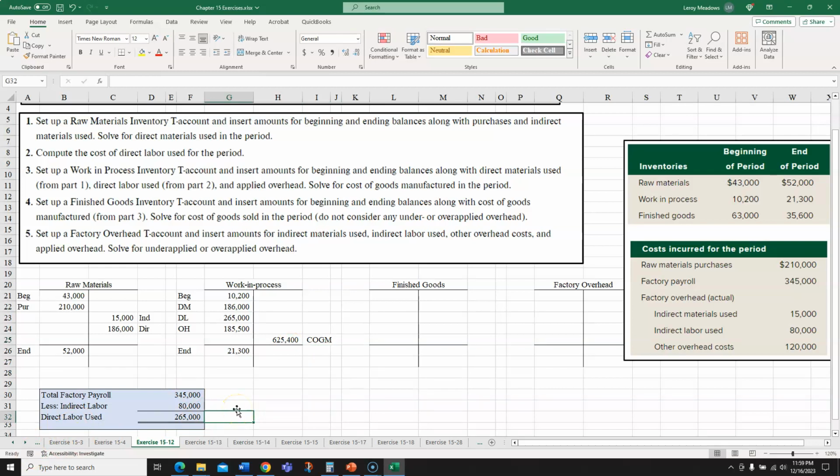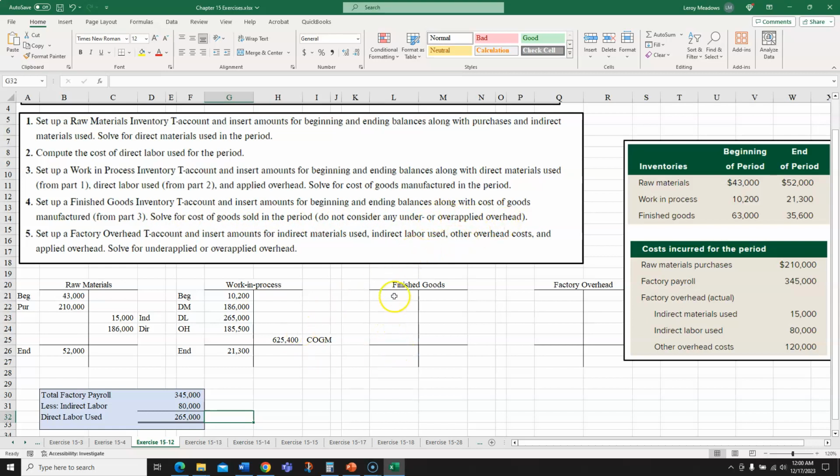Okay. Now the next one, set up a finished goods inventory T account and insert amounts for beginning and ending balances along with cost of goods manufactured from Part 3. Solve for cost of goods sold in the period. Do not consider any underapplied or overapplied overhead.